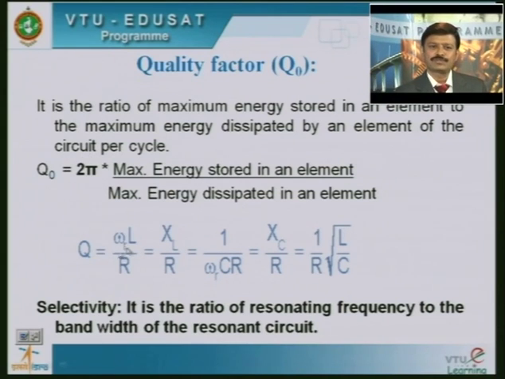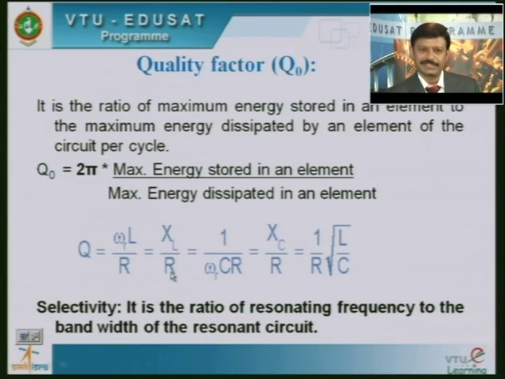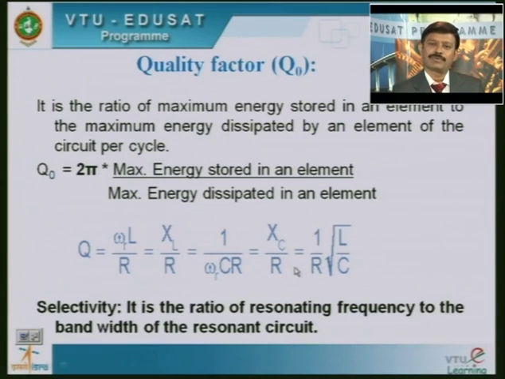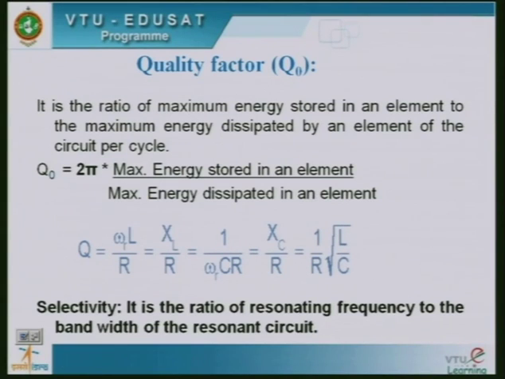Q is equal to Q naught is equal to omega R by L. Omega R is the resonating frequency, L is the inductance, R is the resistance, and XL by R. If you have XL directly, we can calculate. Another expression is 1 by omega R into RC, and one more expression, Q naught is equal to 1 by R square root of L by C. So, this is how we got these expressions.